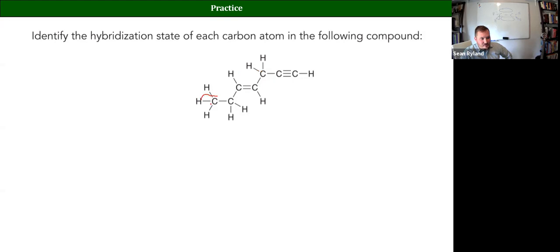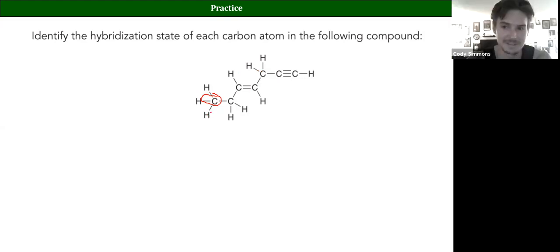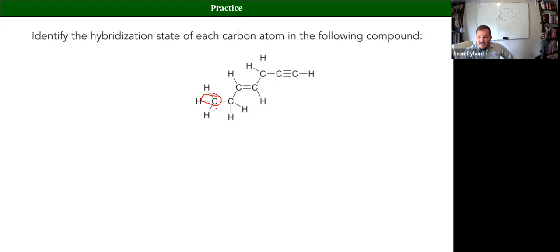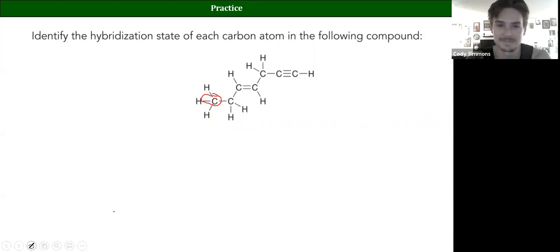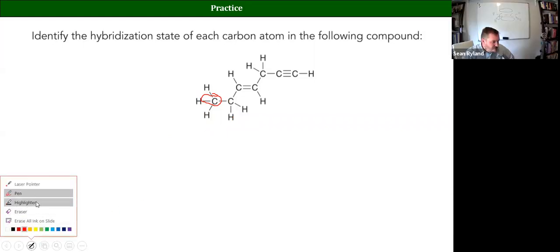So this carbon has four different atoms taking up space around it. It needs four clouds of electrons around it, which means it's got to be sp3. It needs all three of those p orbitals mixed in to get to a total of four electron groups. Gotcha. So all the ones, let me erase this real quick.